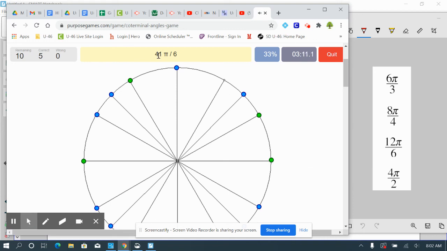And we'll do one more, 40 pi over 6. So the over 6 is a denominator. I'm looking for 12 pi over 6. So how many times does 12 fit into 41? It fits in there 3 times, because 36 pi over 6 would be 3 whole circles. And then what's left over from 36? 5 pi over 6. So where is 5 pi over 6 on here? It's this angle.